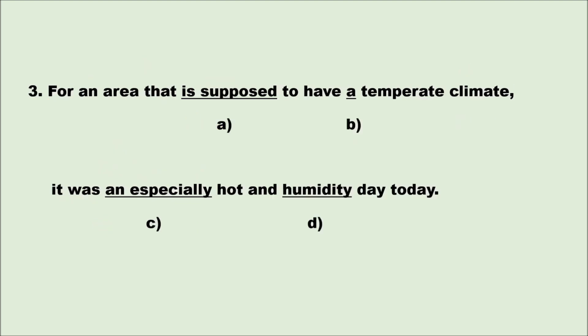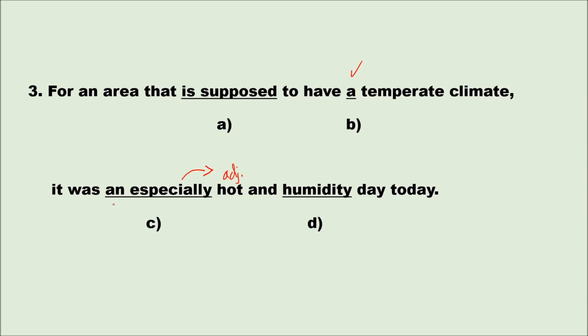Number 3. For an area that is supposed to have a temperate climate, it was an especially hot and humidity day today. Okay, let's begin with B, a temperate climate. Temperate climate is a countable noun which requires a. Countable nouns will always need some form of article or possibly a possessive adjective. Let's move to C. Hot is an adjective. The word before hot is an adverb. The adverb modifies hot, especially means really or very.